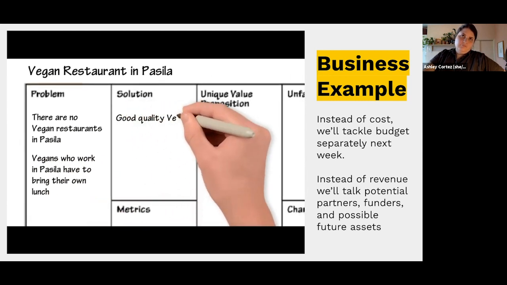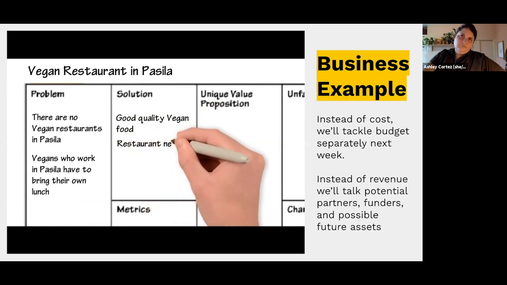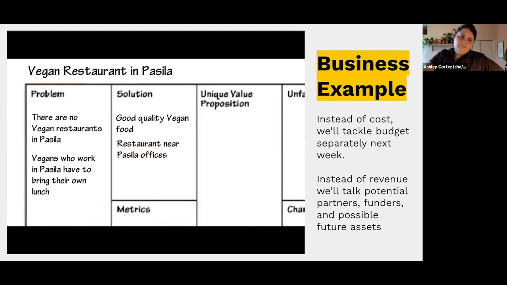Joe thinks that his customers would appreciate good quality food, and also the restaurant would obviously have to be nearby the Pasila office complexes. And also the service should be quick since usually people have tight schedules during the workdays.